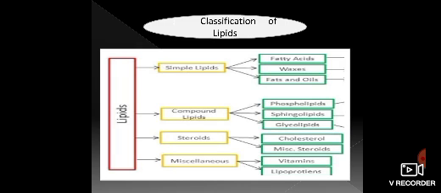So the next is classification of lipids. Lipids are divided into four categories: simple lipids, compound lipids, steroids, and miscellaneous. Simple lipids are further divided into fatty acids, waxes, fats, and oils. Compound lipids are divided into three categories, that are phospholipids, sphingolipids, and glycolipids. Steroids are divided into two categories, cholesterol and miscellaneous steroid. And the last one, miscellaneous, is divided into two, vitamins and lipoproteins.